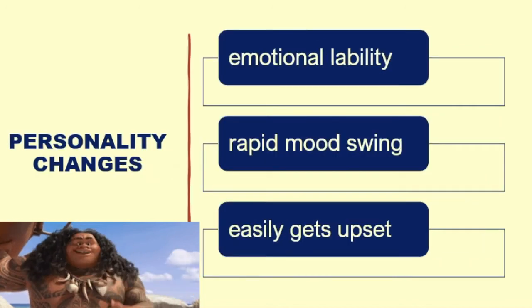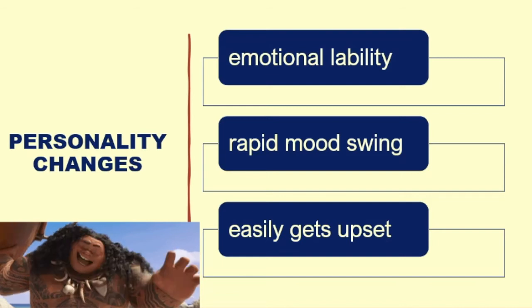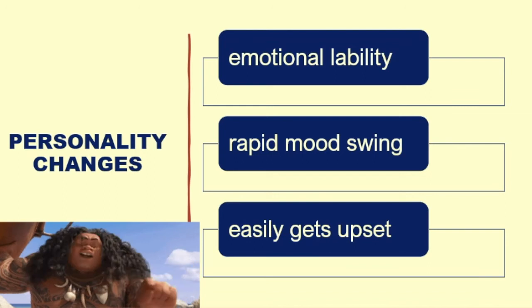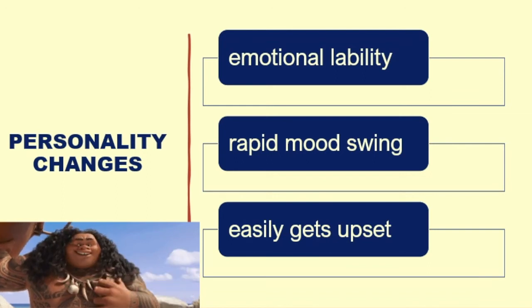Then you have personality changes. They have a tendency to be emotionally labile. Okay, they have rapid mood swings and they get easily upset. So, class, this is usually attributed to the irritability brought about by the disappointment of their inability to carry out a certain task.